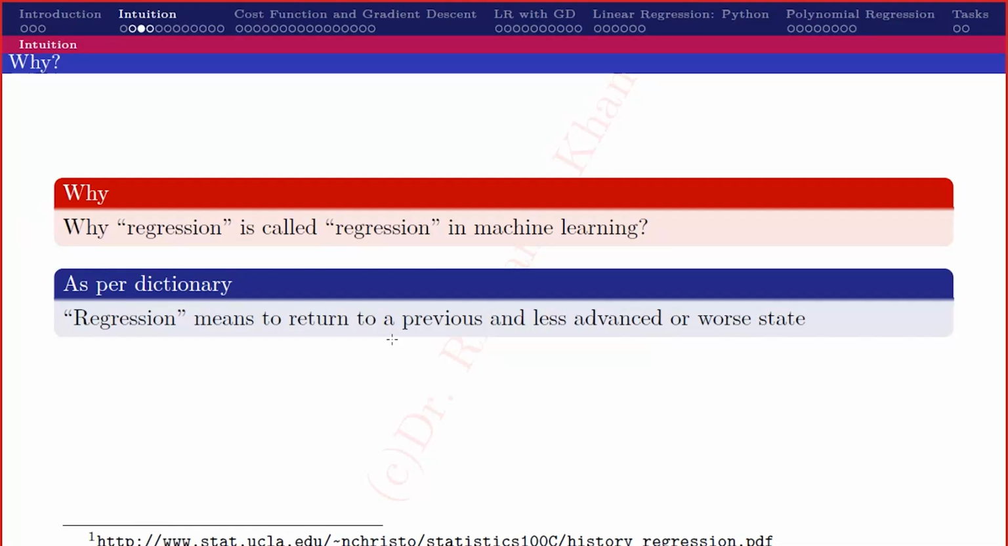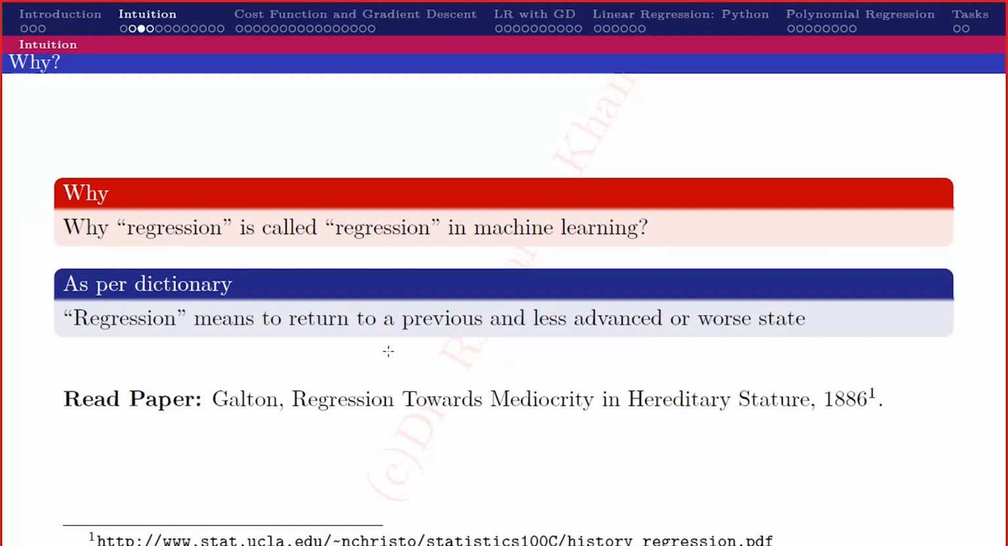But why is regression called regression in machine learning? That is a very interesting question. This is the paper, and I suggest you read it, because this is where regression was first used for the sake of machine learning or statistics. This is a paper from 1886, and it is available from this hyperlink.